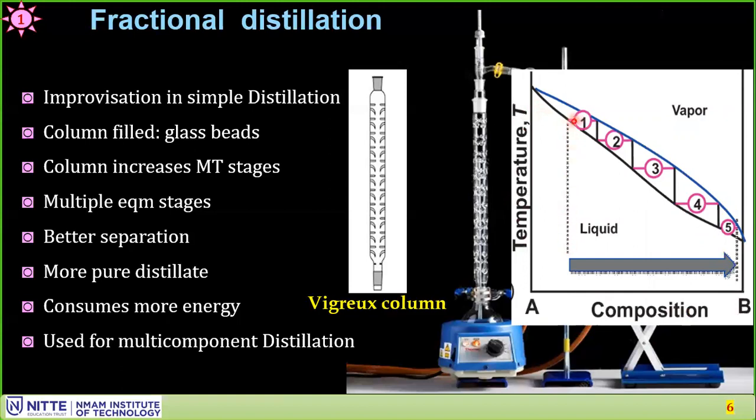Now the product will have low concentration for simple distillation. Whereas when you use fractional distillation, the number of stages increases and it ensures that the product has high concentration. So you are able to obtain a more pure distillate using this method, but at the cost of energy. You require a higher amount of energy for this. Usually it is used for multi-component distillation processes.